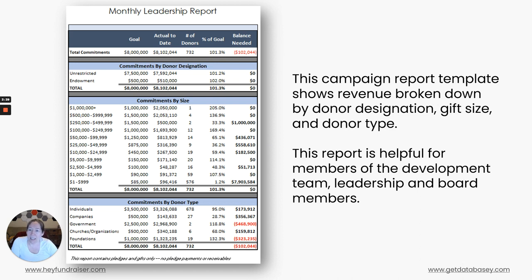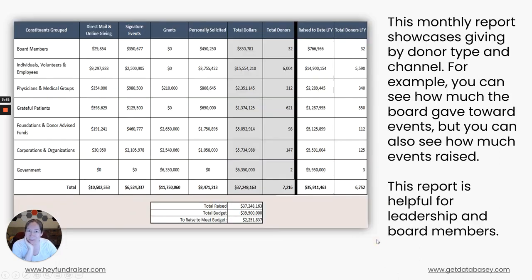So this is one of my favorite reports. It's clean, it's easy to digest, and it lets audiences who are not full-time fundraisers understand where the money is coming from. Okay, so that's one of my favorites. Let's go to the next one.